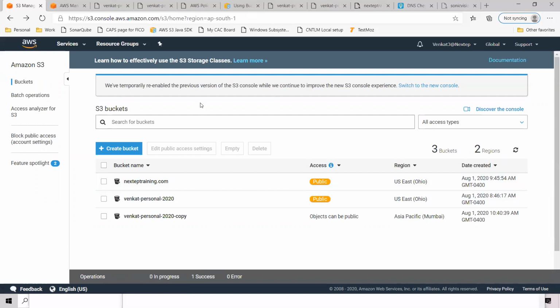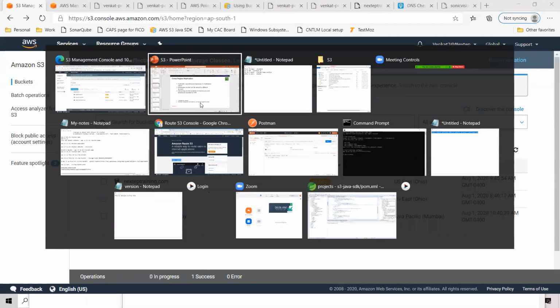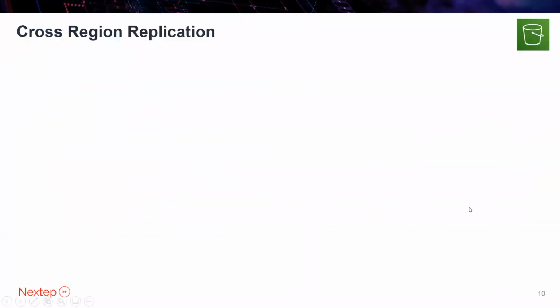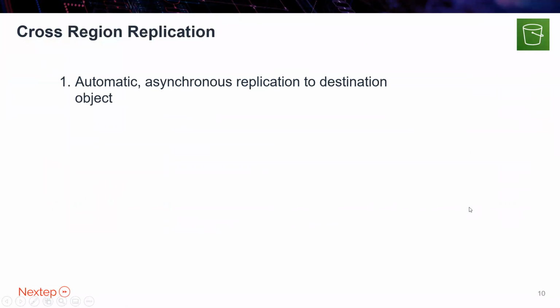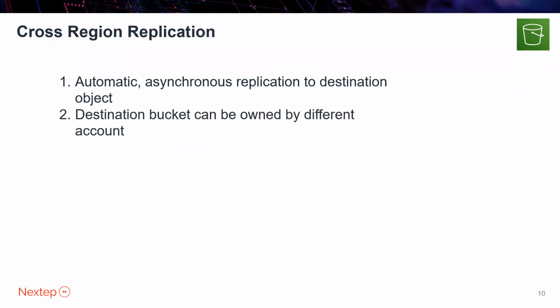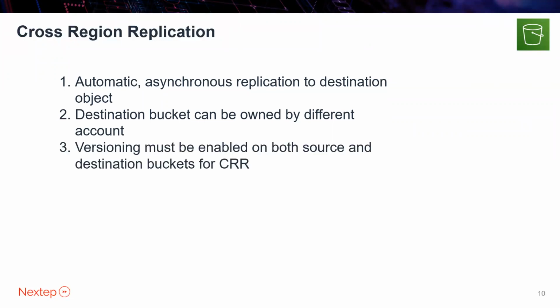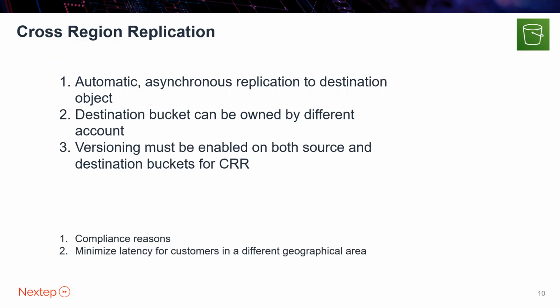Okay. So with that said, without delay, let's look at my notes. Cross-region replication is an automatic asynchronous replication to a destination bucket. The destination bucket can be owned by a different account, absolutely. Versioning must be enabled on both source and destination buckets for CRR, cross-region replication.